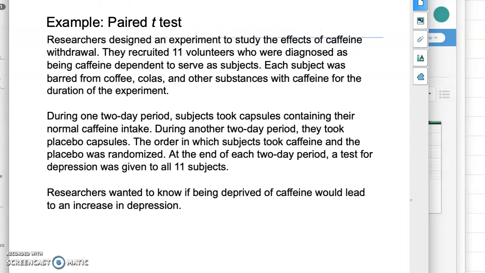Here's another example. Researchers designed an experiment to study the effects of caffeine withdrawal. They recruited 11 volunteers who were diagnosed as being caffeine dependent to serve as subjects. Each subject was barred from coffee, colas, etc. During one 2-day period, they took capsules containing normal caffeine. During another period, they took placebos. The order in which they took the caffeine and the placebos was randomized, and then they compared their depression levels before and after, or in each case.